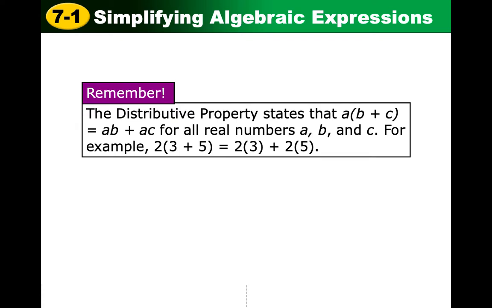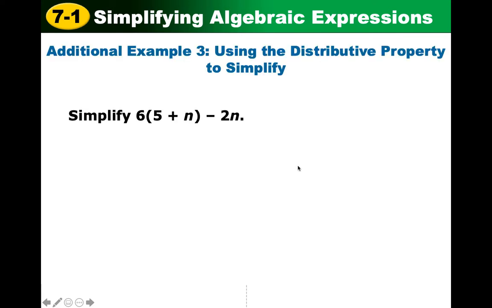The distributive property of multiplication states that a times parentheses b plus c is equal to ab plus ac for all real numbers a, b, and c. So for example, 2 times 3 plus 5 could be simplified to 2 times 3 plus 2 times 5. We're going to use that in an example right here. Simplify 6 times 5 plus n minus 2n.